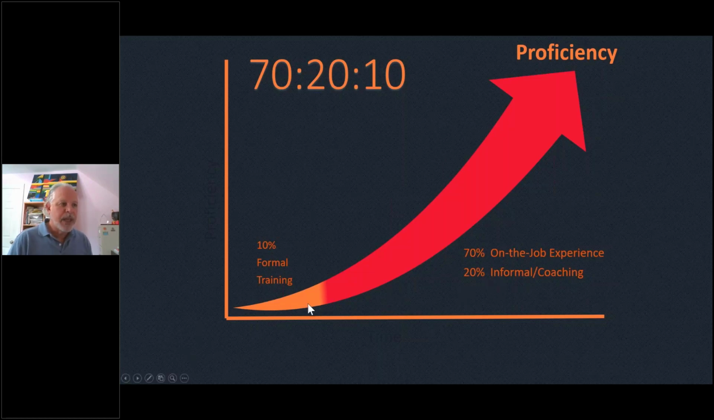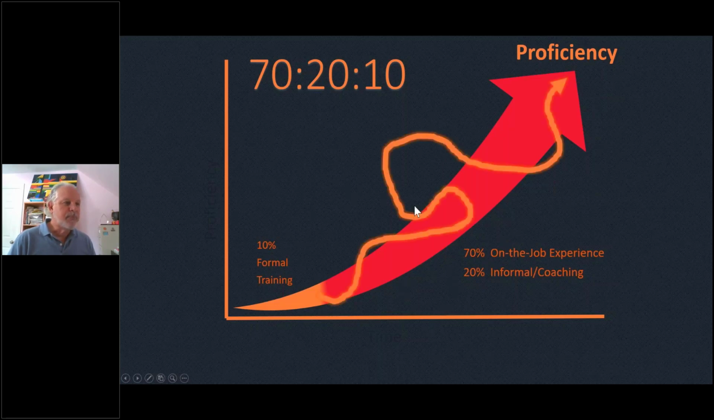And whether we like it or not, after they're done with the formal training we develop for them, they're going to take all this time on the job to actually get proficient. That's just the nature of learning. But there's a problem with that. The problem is that it's a haphazard path. It's a circuitous path, and usually after the formal training, they go out there and we don't know what happened. It's a black box.